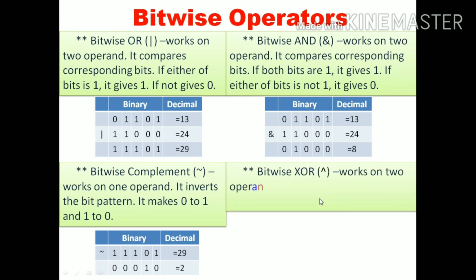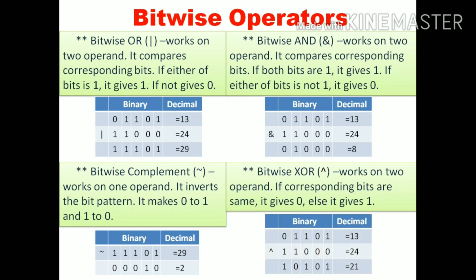Finally, bitwise XOR works on two operands. If corresponding bits are the same, it gives 0, else it gives 1. Just see. Let's see, 0 and 1 becomes 1. Where is the mouse? 1 and 1: bits are the same, so the answer will be 0.